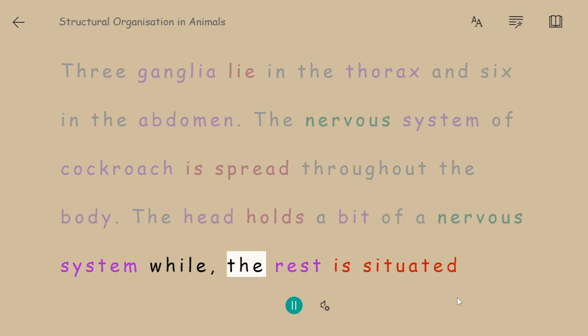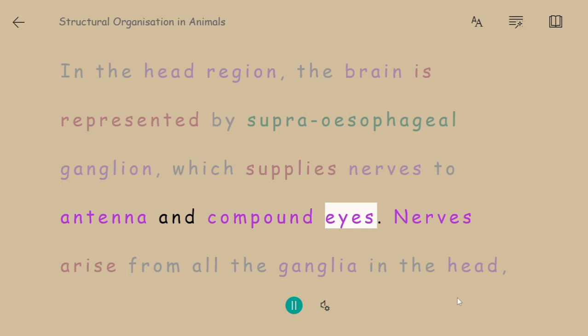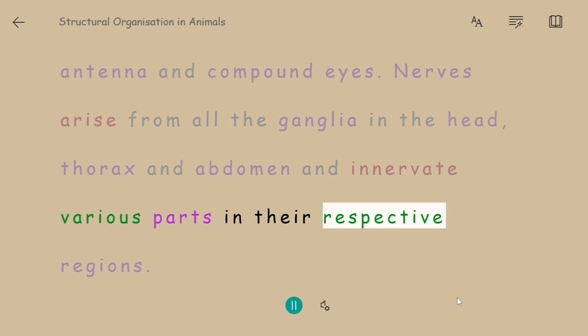In the head region, the brain is represented by supraesophageal ganglion, which supplies nerves to antenna and compound eyes. Nerves arise from all the ganglia in the head, thorax and abdomen and innervate various parts in their respective regions.